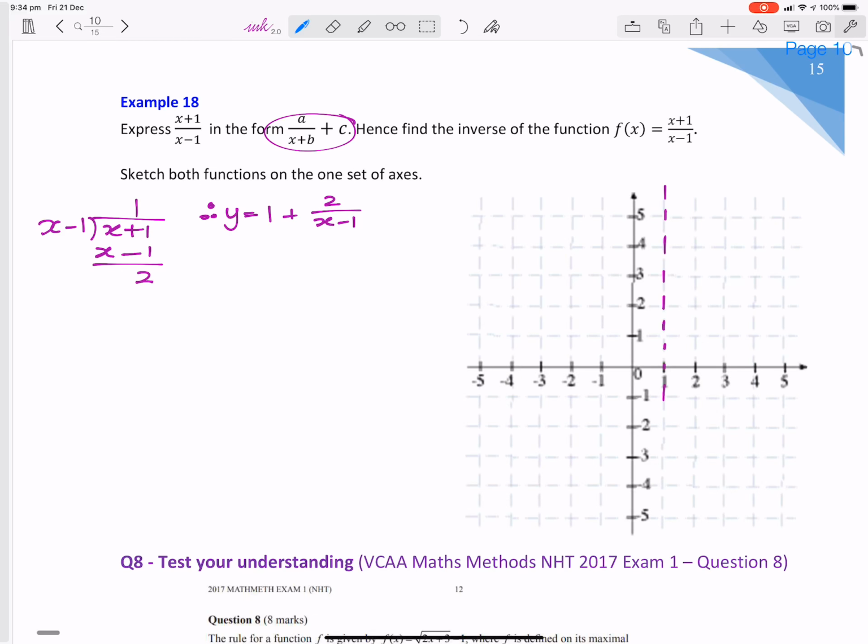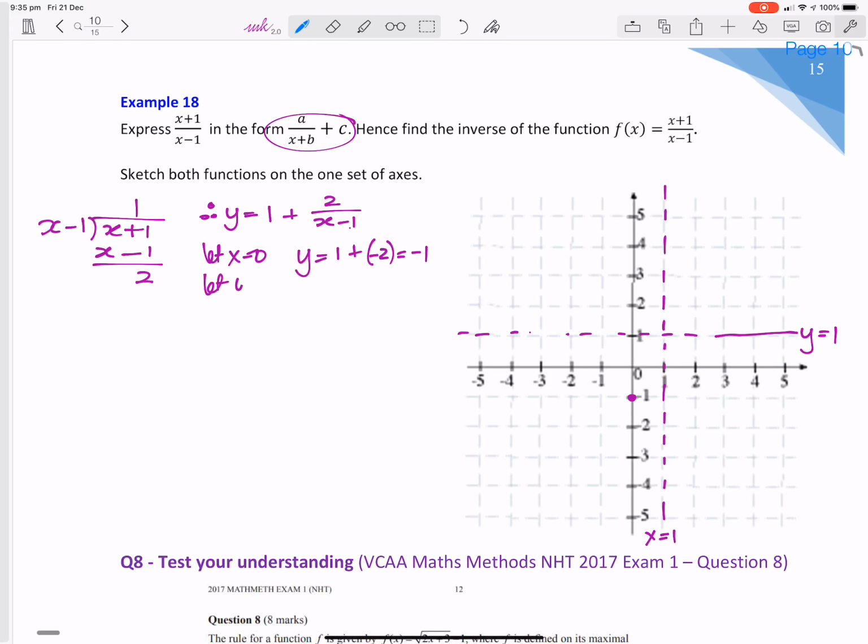So we need to say x is equal to 1. It's also been translated one up, so y is equal to 1. Now if we sketch it, if we let x equal 0, we get y is equal to 1 plus 2 on negative 1 minus 2. So it's minus 1. So 0, minus 1.